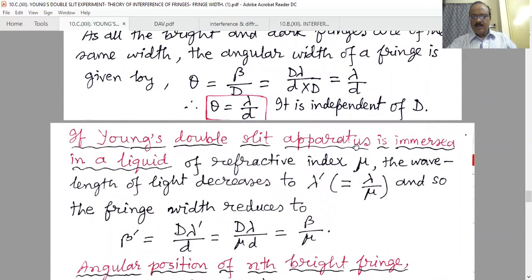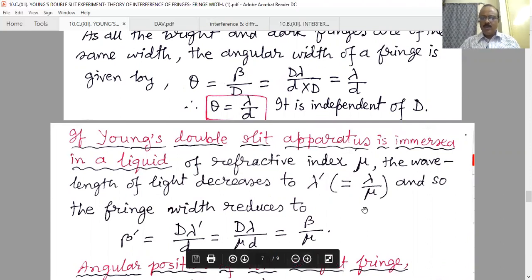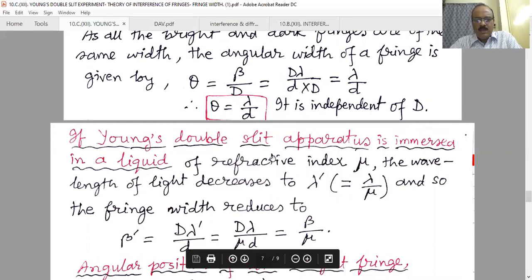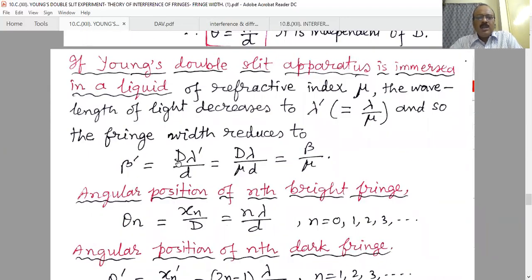In the Young double slit experiment apparatus, if the total setup is now immersed in a liquid with refractive index μ, will there be any change in the fringe width? Obviously, there will be a change in the fringe width, because when the same light is kept in another medium, the wavelength of that light will decrease according to the refractive index of that medium, and the λ' will be λ divided by μ. That means 1 by μ times λ will be the new wavelength. Therefore, the new fringe width will be Dλ' by small d. And by putting the value of λ' as λ divided by μ, we get that it is equal to β divided by μ. That means β' will be β by μ. μ is the refractive index of that medium.